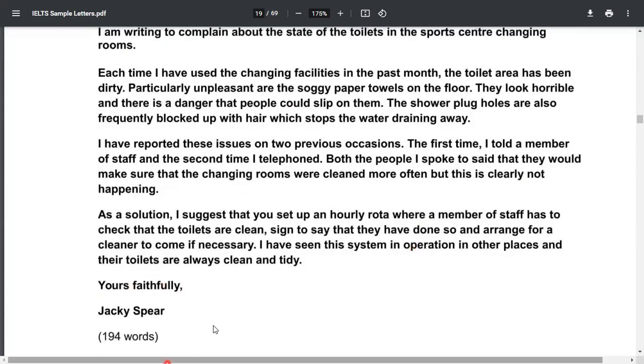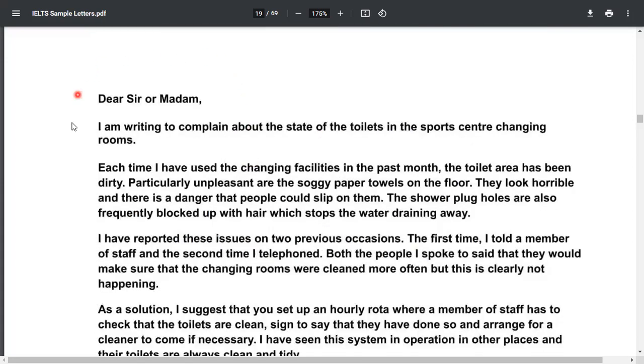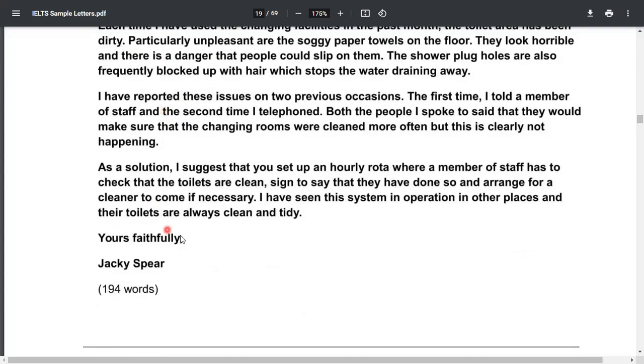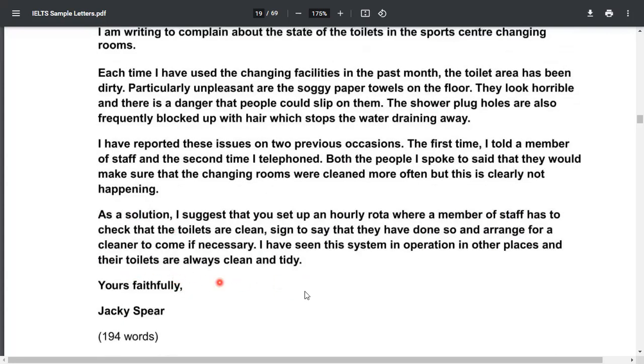We've reached about 194 words. And yes, so we started with dear sir or madam, and we ended with yours faithfully, as you can see, because we didn't mention the name. As I told you, if you start with dear sir or madam, you will have to end with yours faithfully, and then your full name always. We've reached 194 words, and that's amazing. And we don't have an ending sentence.